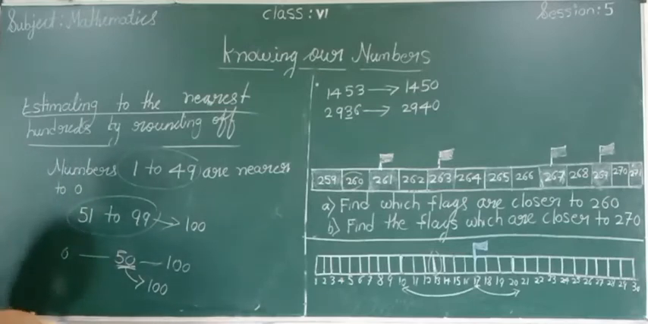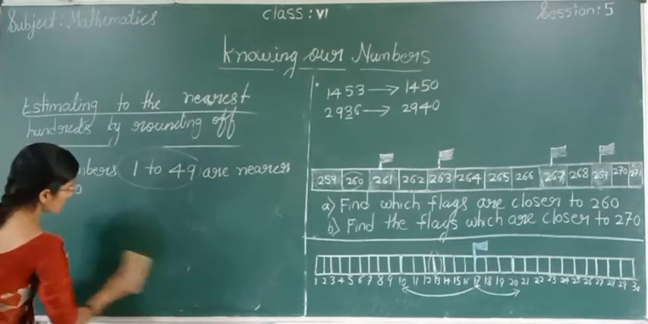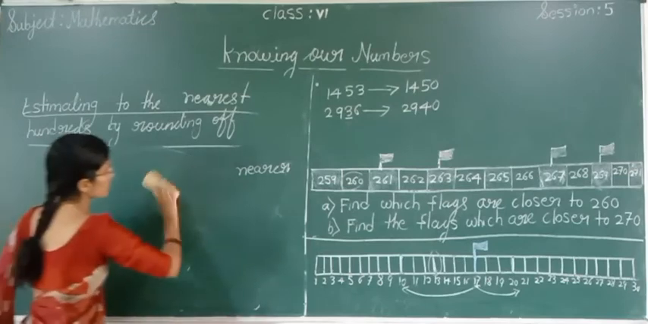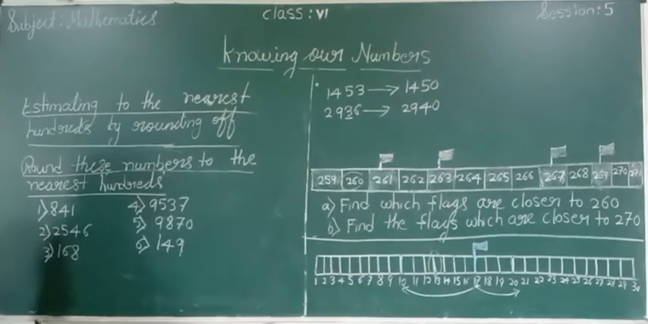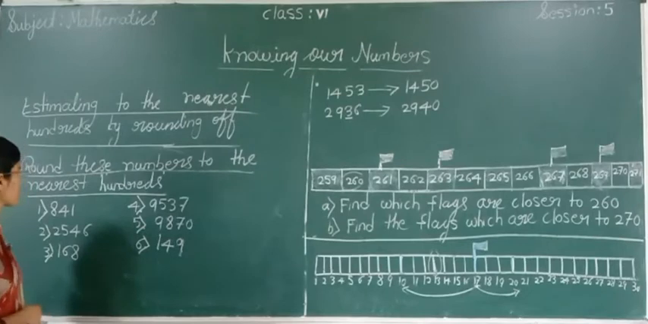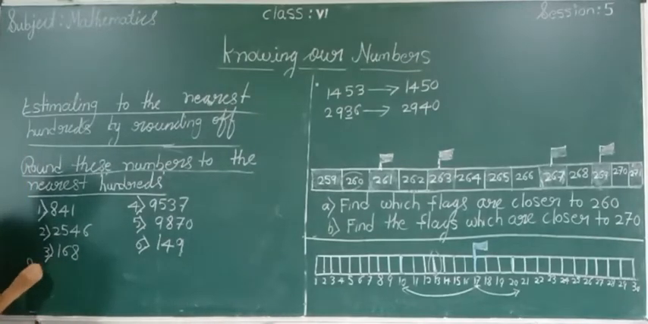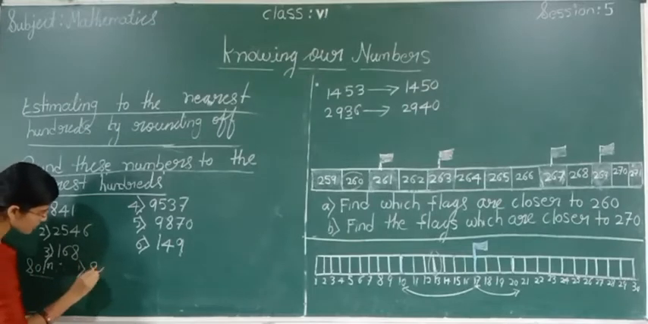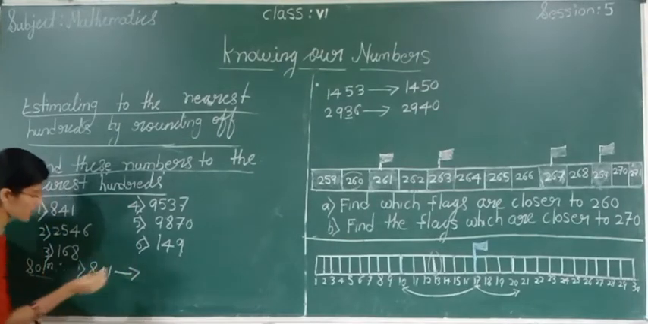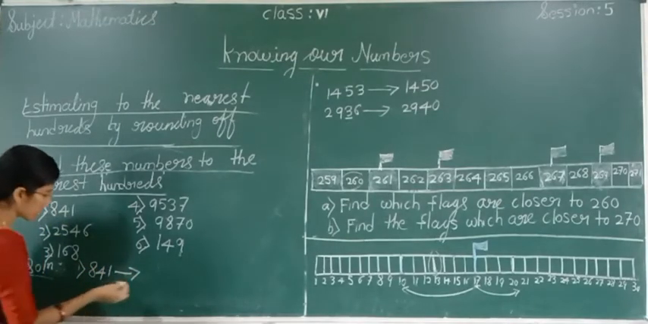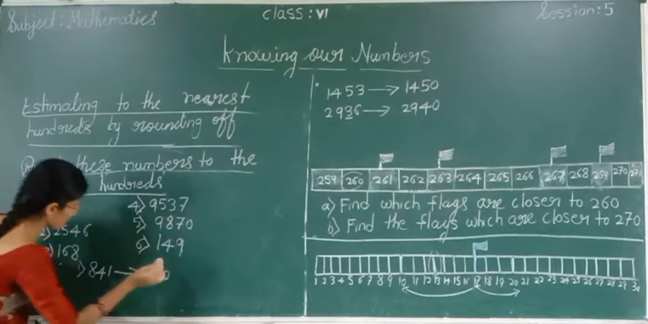Understood? In this we are going to estimate. Okay. Round these numbers to the nearest hundreds. See the solution. First one, 841 is nearer to 800 or 900? It is nearer to 800.